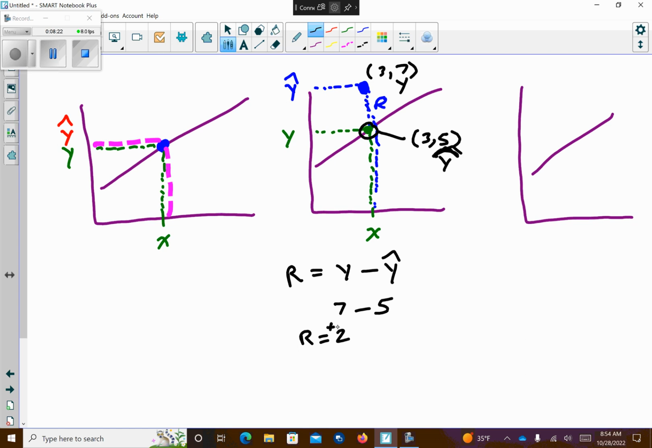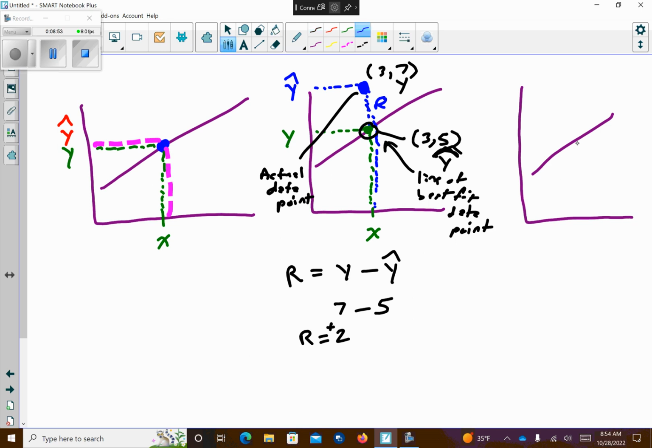You know it's positive 2 because our actual data point, this is my actual data point, and this is my line of best fit. Okay, so it's positive because the data point is above it.